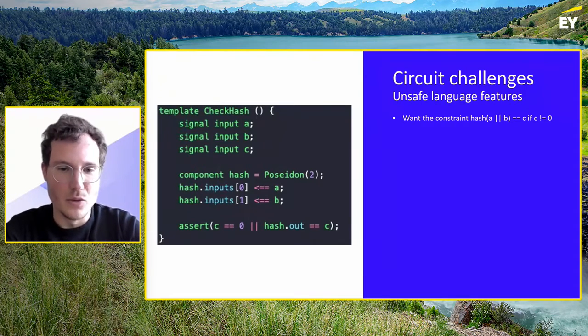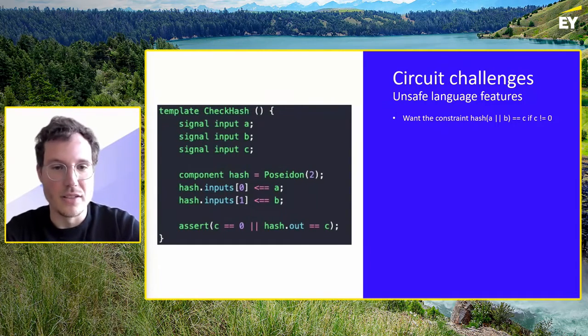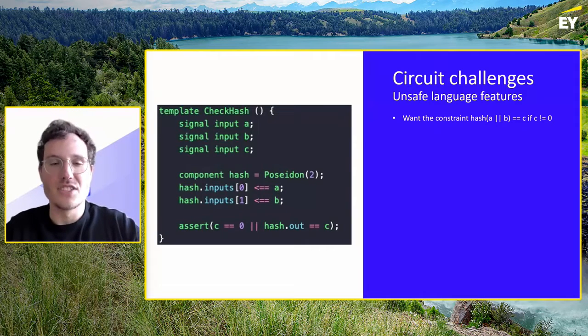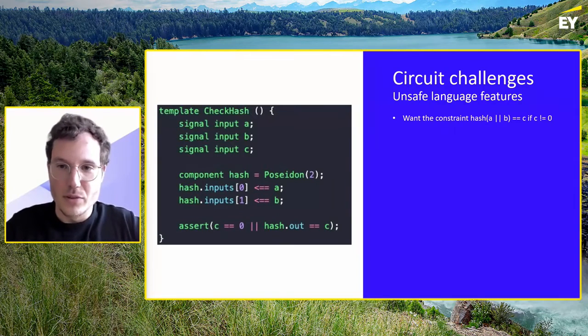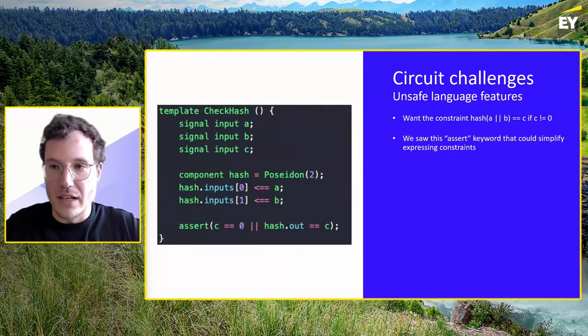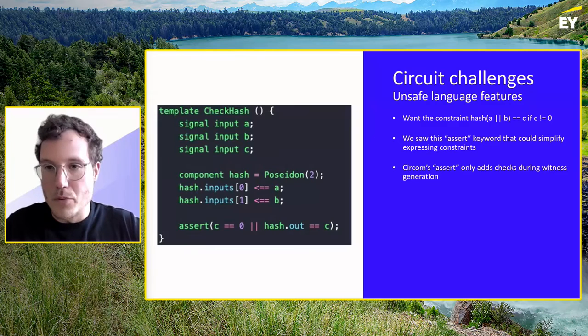But as you may know, there is no free lunch, and this keyword actually does not add any constraint in the circuit itself. It adds some checks in the witness generation, but if we use this keyword in the circuit, it's like it doesn't exist from the perspective of the proof. So it means that we can actually provide any value for A, B, and C.